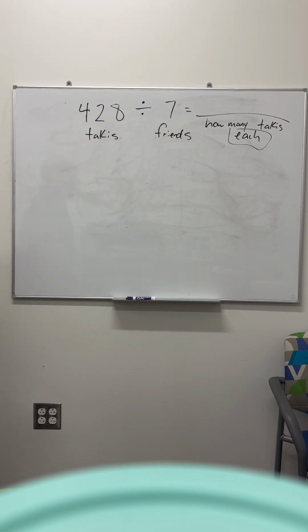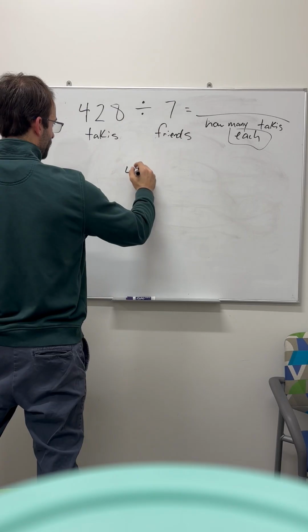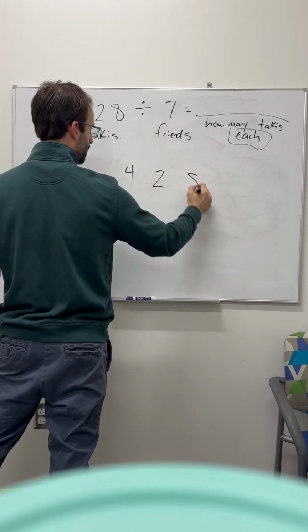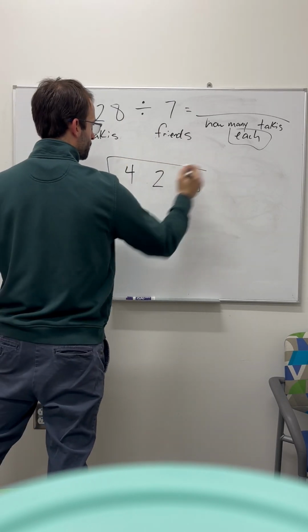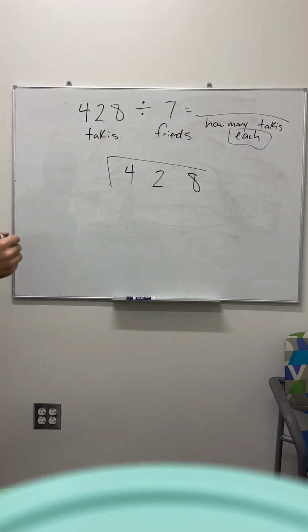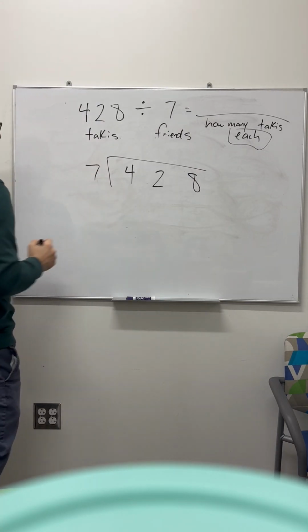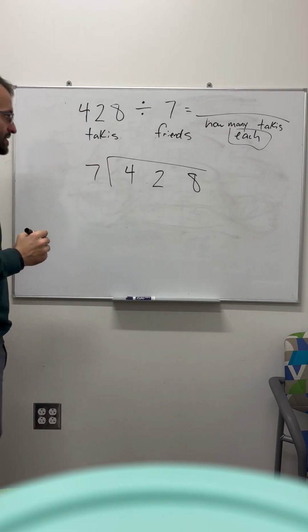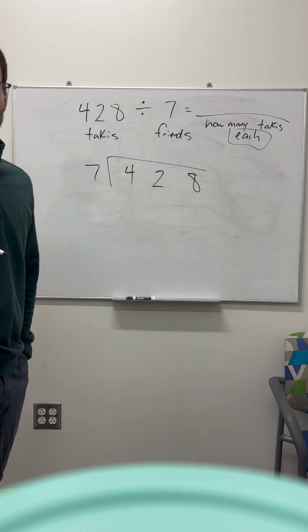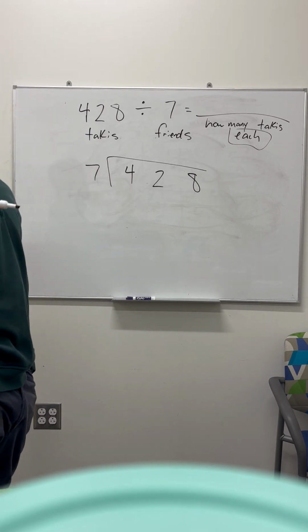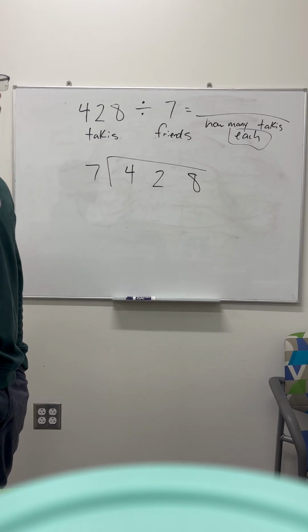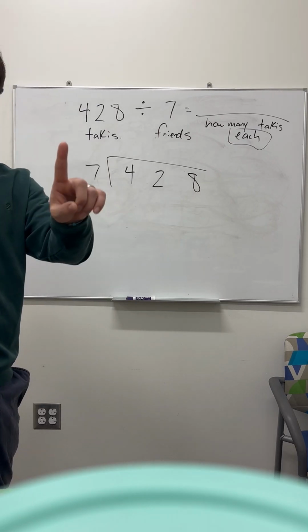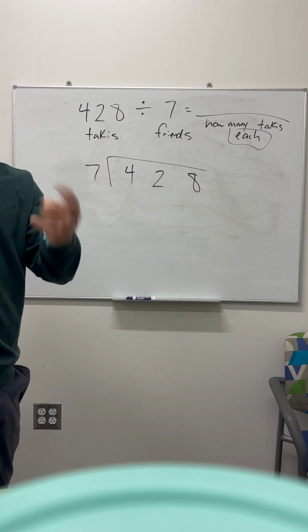All right, for this one, I'm gonna set it up a little bit differently. I'm gonna put my 428 and my 7 on the outside like I did before. And this time it looks a little bit different, okay? So my skip counts, now I'm gonna use nice numbers. I'm gonna do the ones that we all know. We all know our 1s, we all know our 2s, and we all know our 5s, okay?